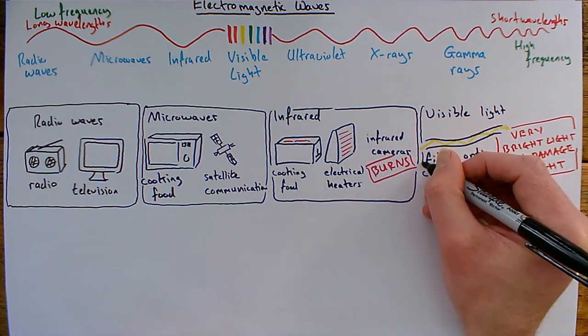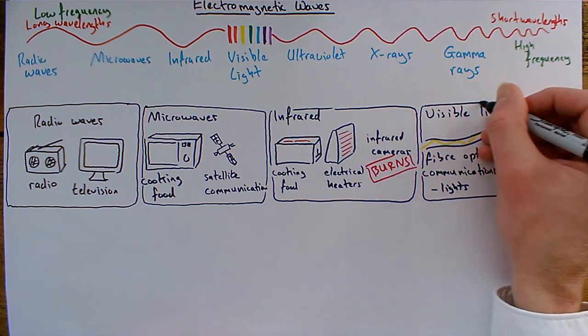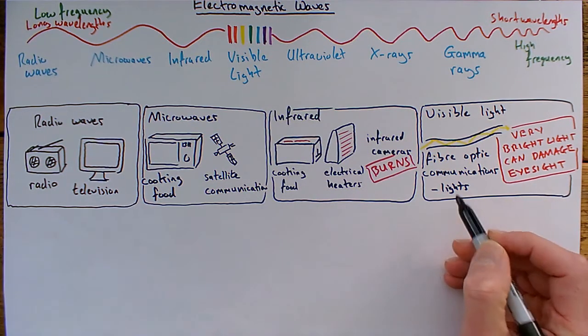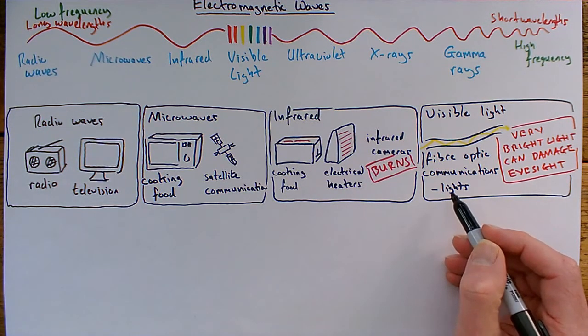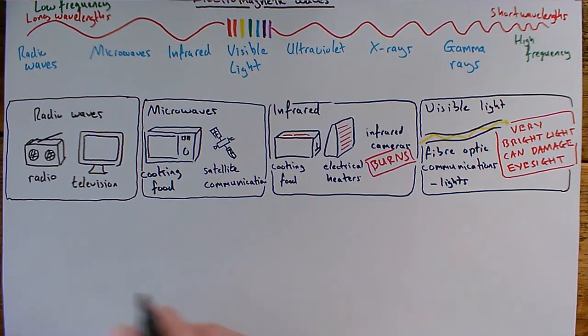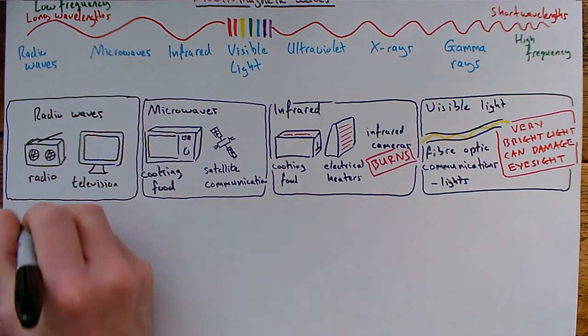That's visible light done. The one they're most likely to ask about, I suspect, is fibre optic communications to do with visible light. But remember, any lights that might be used as signals, anything that you can see, you need to think, right, that's probably to do with visible light. Okay. Ultraviolet.